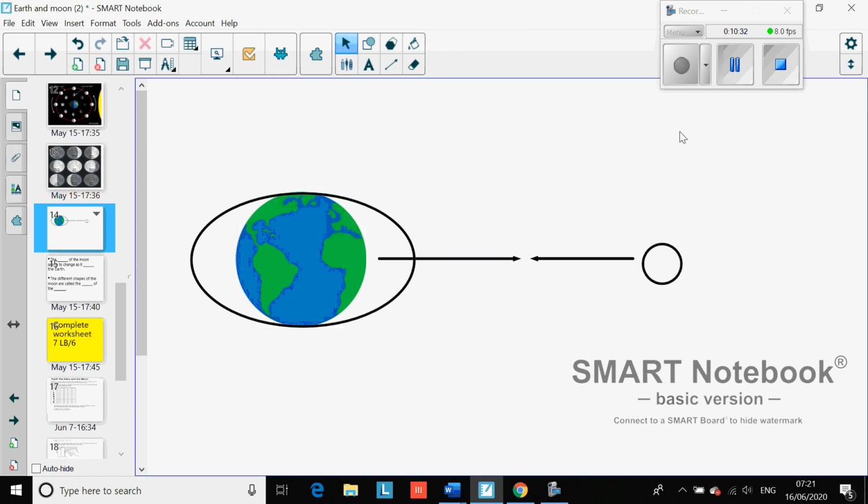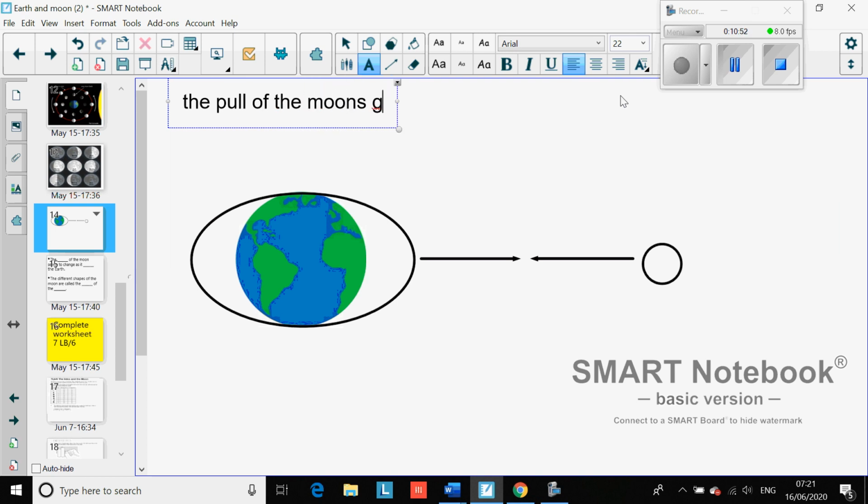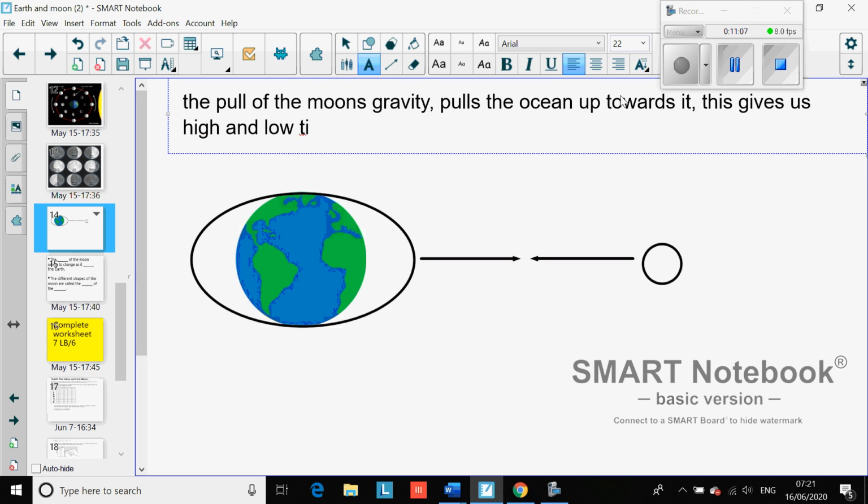Okay? So the first thing I'd like to do is very quickly pause the video, and I'd like you to draw in a diagram like this with an explanation. So you could say something along the lines of: the pull of the moon's gravity pulls the ocean towards it. This gives us high and low tide.